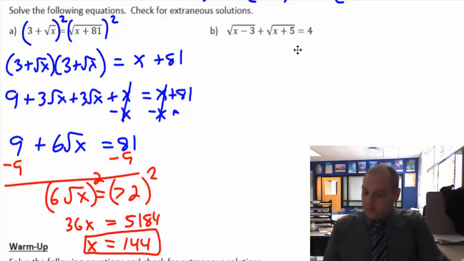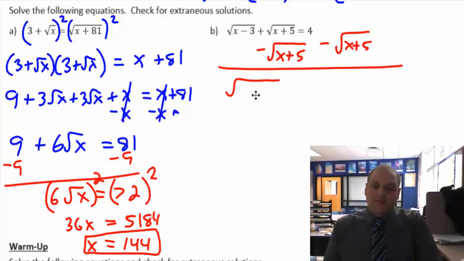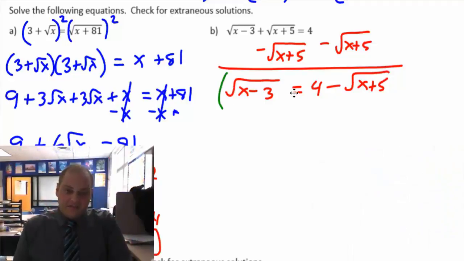One more of these. Now this one's ugly because you got no choice. You got to bring a binomial over with the 4. So subtract, and this is as bad as it could get. Subtract radical x plus 5. So we have radical x minus 3 equals 4 minus radical x plus 5. Now, square both sides. This side's easy. That's just going to be x minus 3. That's easy. This is not.